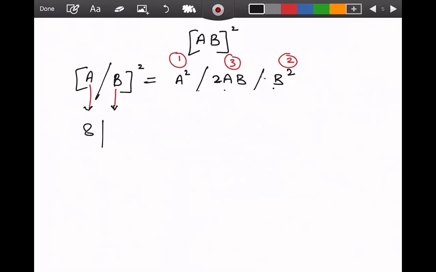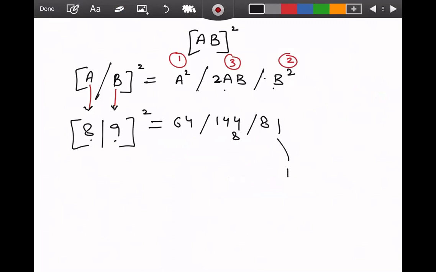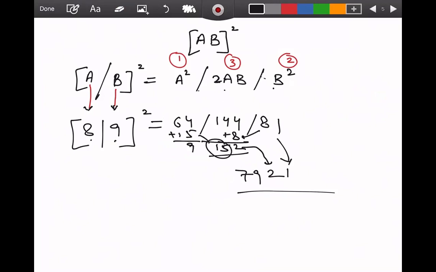So next is 89. So 8 square is 64, 9 square is 81, 8 into 9, 72, the double will be 144. So 1 here, 8, 152, 15 here, 7921. How did I do it? So this will make it 152, out of which 2 comes here and 15 goes to the left. And finally, we have 79, which goes down. So we have 7921. Any doubt, guys? No, sir. Even if it is slow for now, practice for like 30 minutes and you'll ace it.